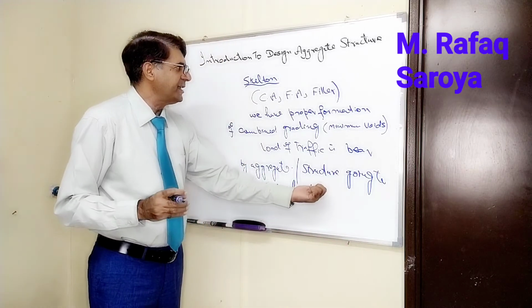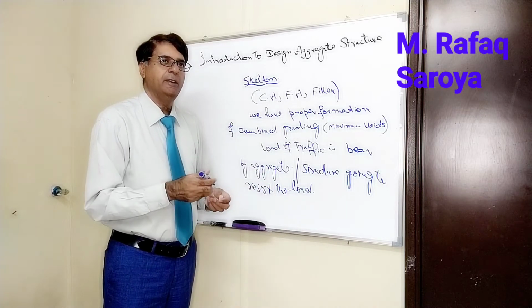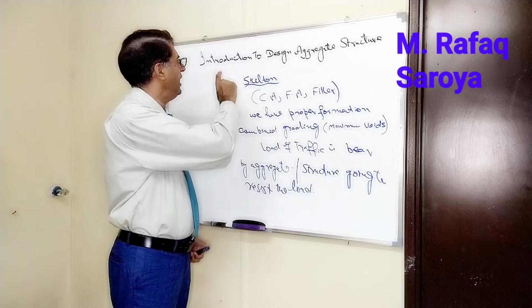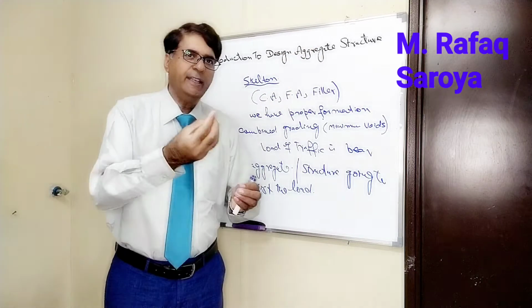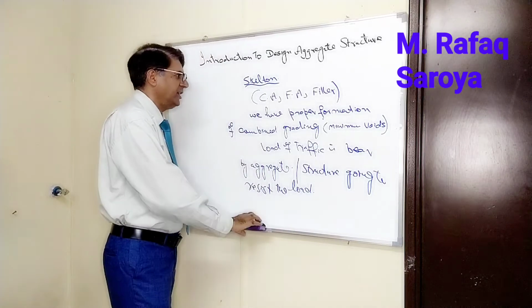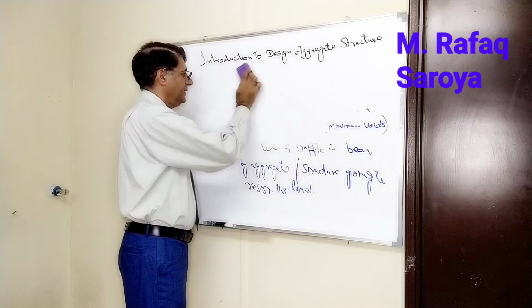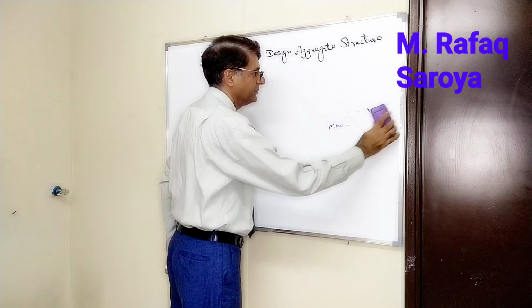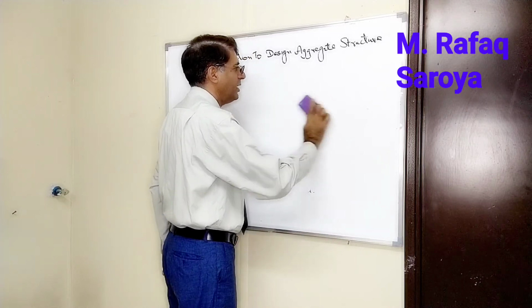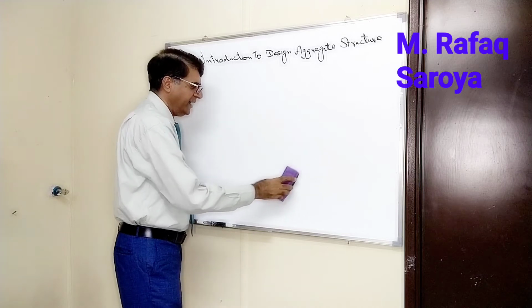When such a thing is happening, this type of combination of aggregate which you have made is known as our design aggregate structure. But I cannot go directly to the design aggregate structure and how we are going to form it. Before making this design aggregate structure for the Superpave, there are certain terms which need to be defined and explained very well.